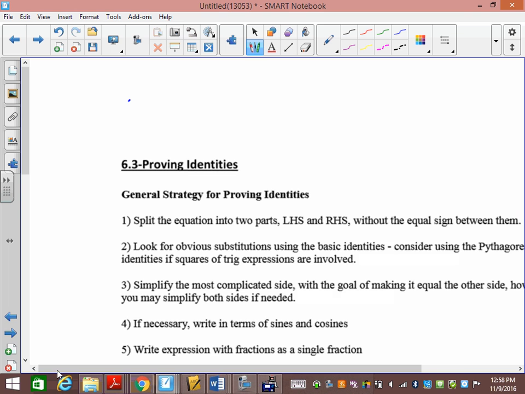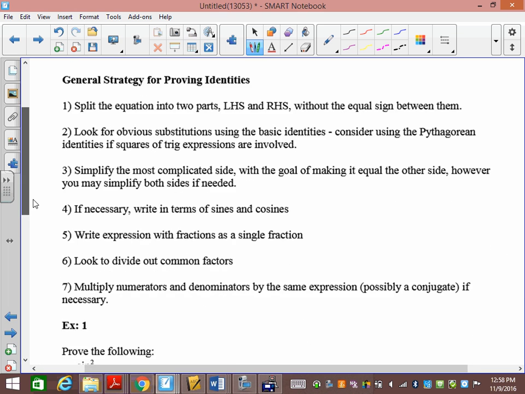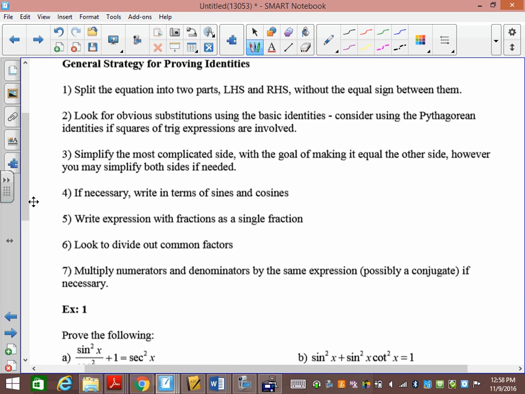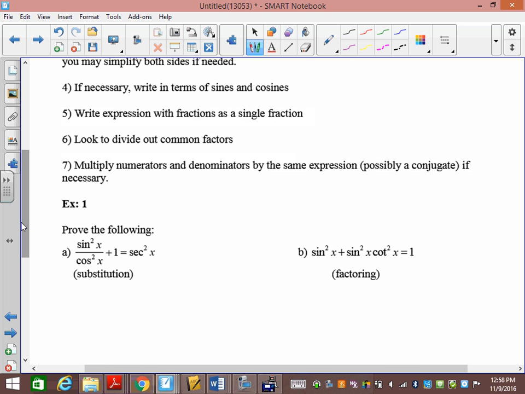Proving identities. So these are the general strategies. Not every single strategy always works, but these are the strategies you could use. So what we're going to be doing is proving something like this. We're going to prove that this equals this. They'll give us something like this, prove that this equals this. Or they'll give us one side and say, this equals what? A, B, C, or D, and you're going to try and figure out which one matches.